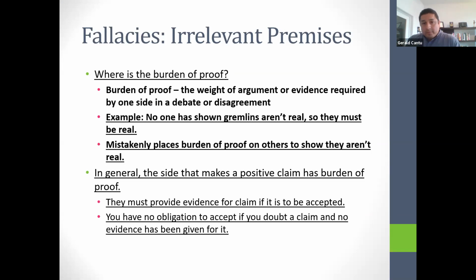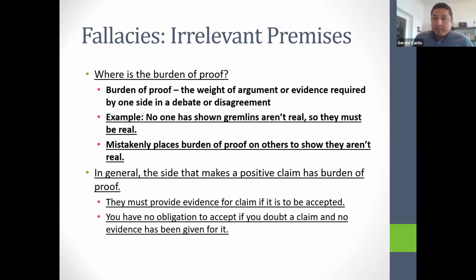The burden of proof is the weight of argument or evidence required by one side in a debate or disagreement. So, no one has shown that gremlins aren't real, so they must be real, right? There's a positive assertion being made there. Notice that argument places the burden of proof on others to show that they aren't real. It's saying, I'm entitled to my belief that gremlins are real because you haven't shown that they're not real. Well, that mistakenly places the burden of proof on them.